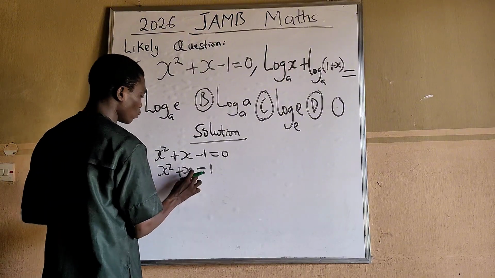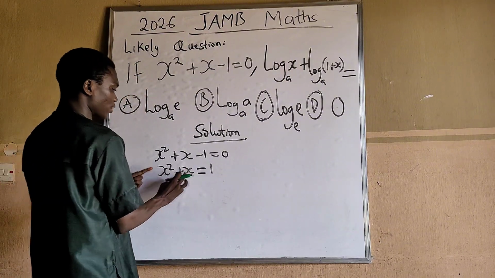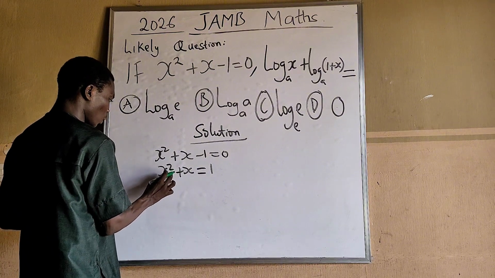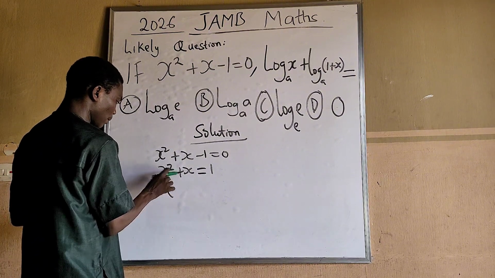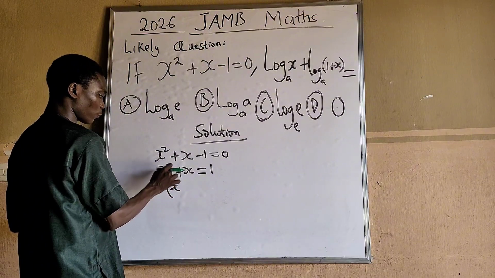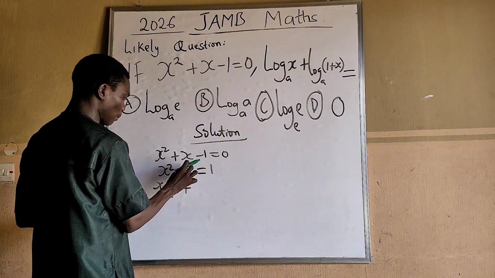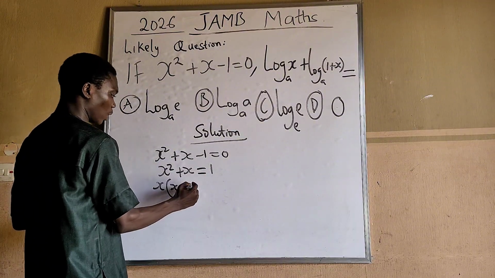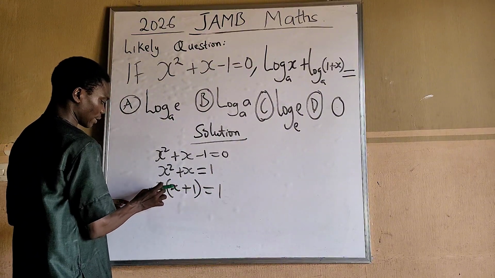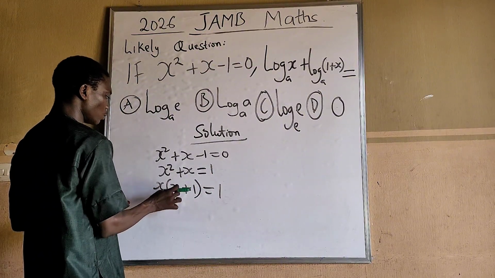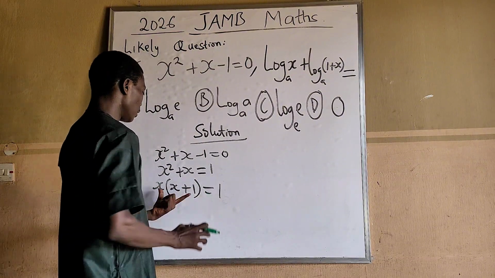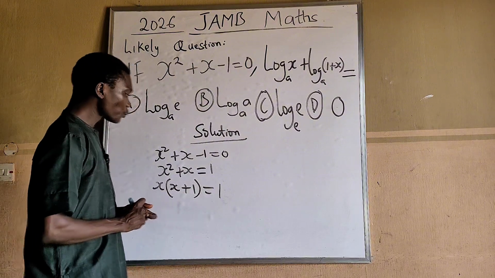Now, if you look at this, you notice that x is common. So let's bring out x. If I bring out x here, I will still have x, because this is a combination of 2x. So plus, if I bring out x here, I will be left with 1. So x(x plus 1) equals 1. If I open the bracket, x times x gives x raised to the power of 2, plus x times 1 gives x, which is the same thing as this.